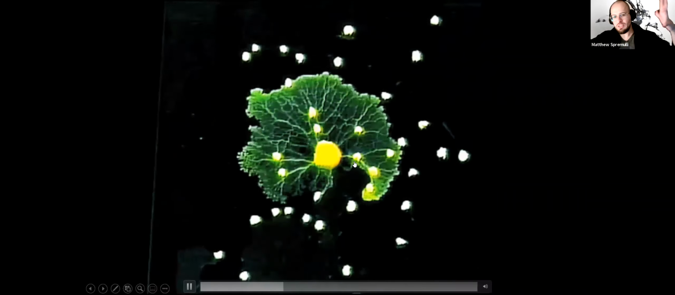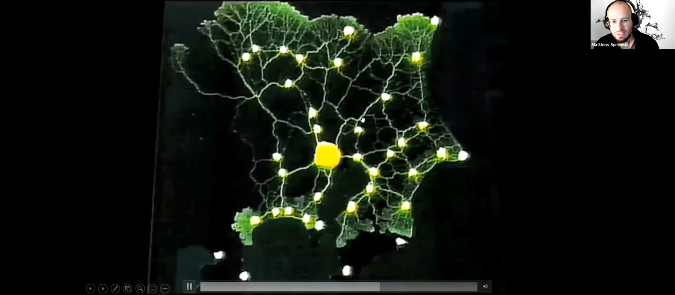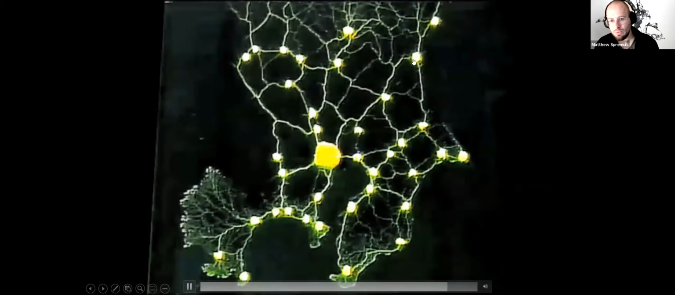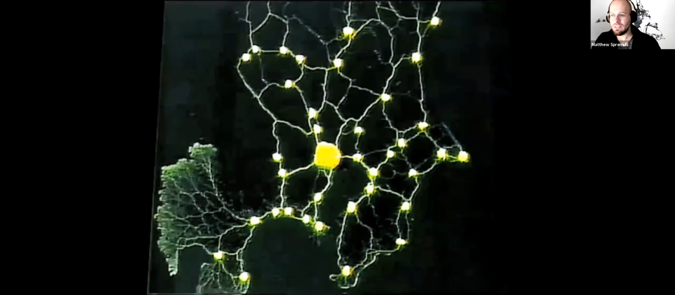A good example is slime mold. Lots of options are made, but only the really good ones are reinforced. So this is slime mold going towards food, and you can see all of the options everywhere, but then it stops and it only finds the really good ones. Slime mold behaves just like a genetic algorithm.